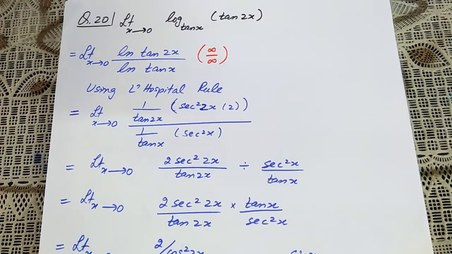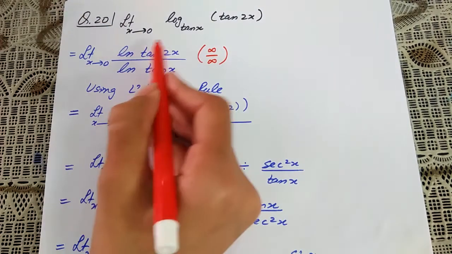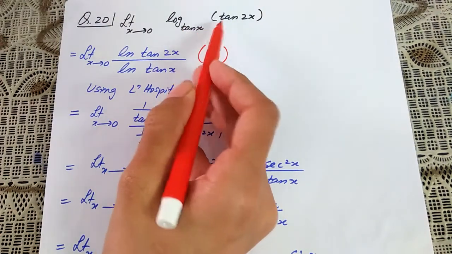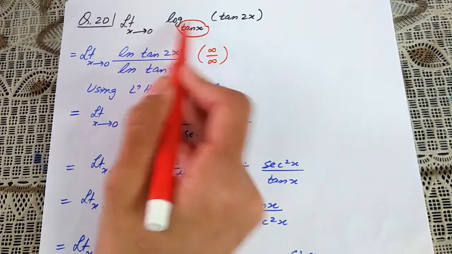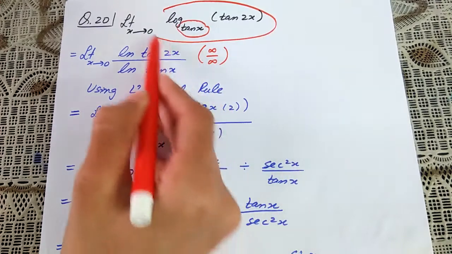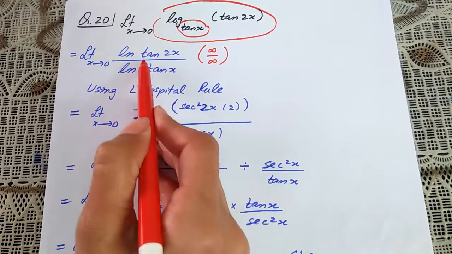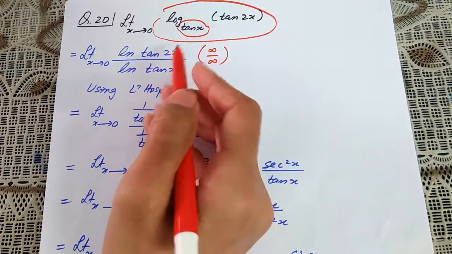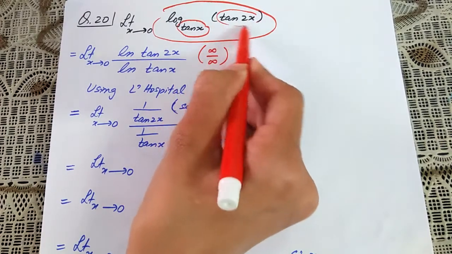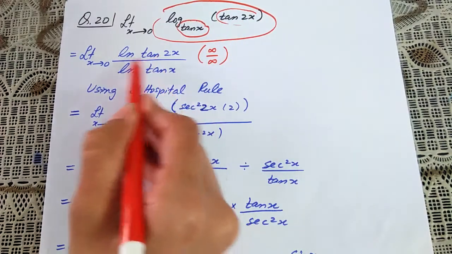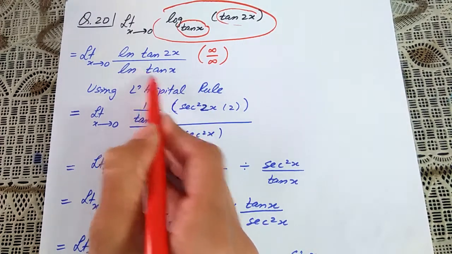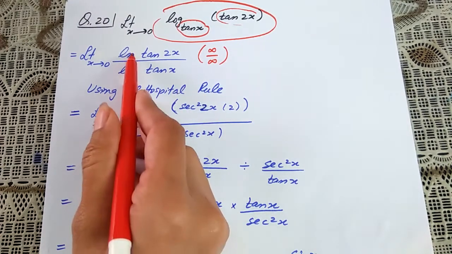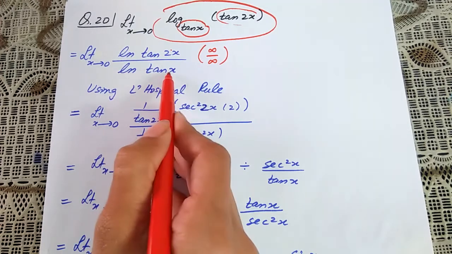Question number 20: limit as x approaches 0 of log base tan x of tan 2x. Here tan x is in the subscript of the log. This whole function can be written in terms of ln, the natural logarithm. The main function is written in the numerator with ln, and the subscript is written in the denominator with ln: ln tan 2x over ln tan x.